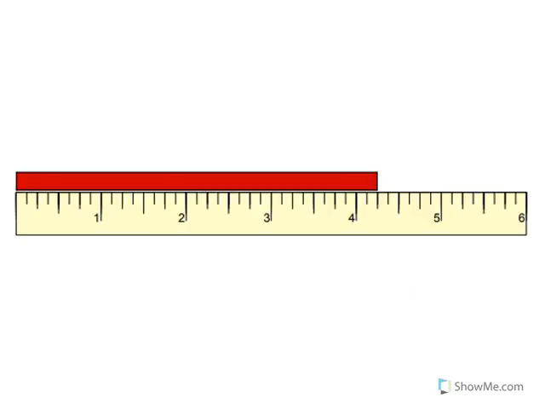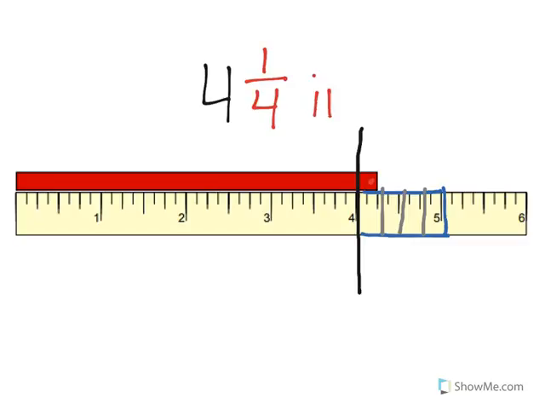Let's look at another one. Looking at this one, what would be my whole number? That's correct. My whole number would be 4, because the line goes just past the 4. Then we need to figure out the fraction for this. So to find the fraction, I need to partition my rectangle into 4 pieces. So 1, 2, 3, 4. Then I look and I see that the red line right here takes up 1 of those pieces. So 4 1/4 inches.